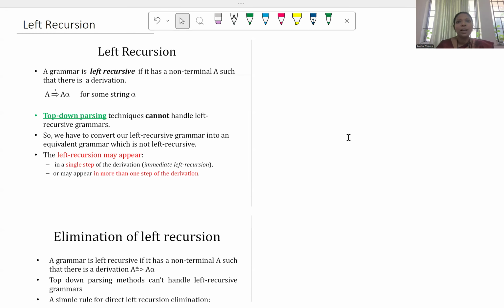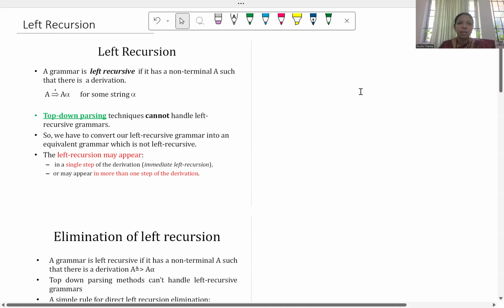Hello, dear students. In this video, we are going to see what left recursion is and how to eliminate the left recursion. In the compiler, we know that the first phase is lexical analysis. In lexical analysis, we get the high-level language and convert it into a sequence of tokens. So tokenization happens in the first phase of the compiler.